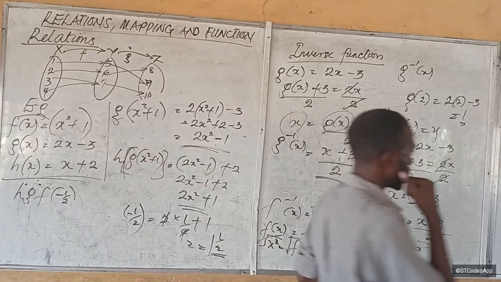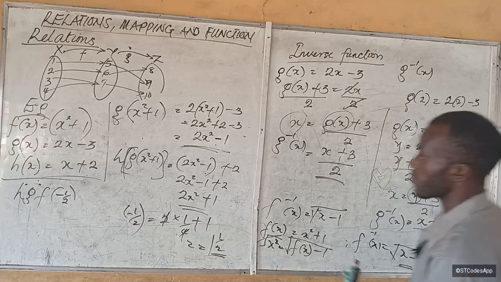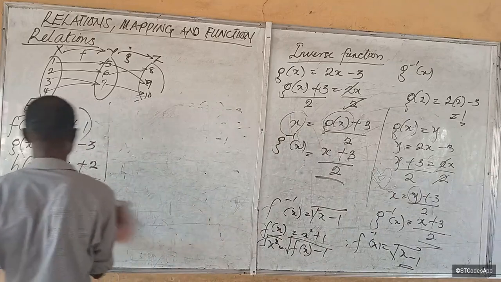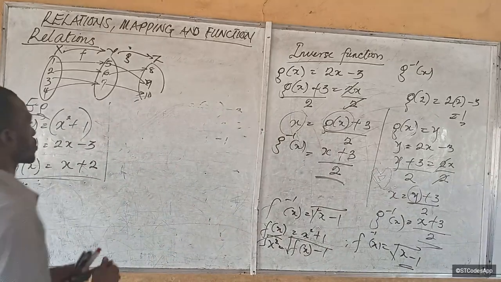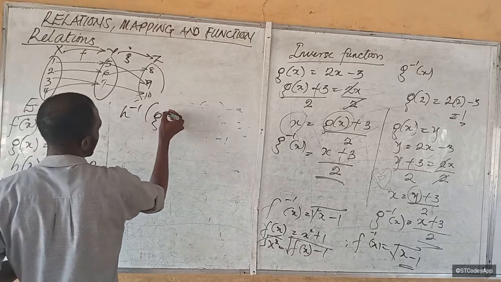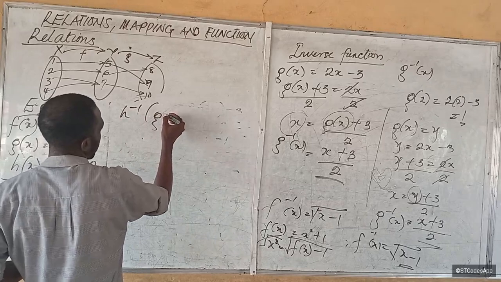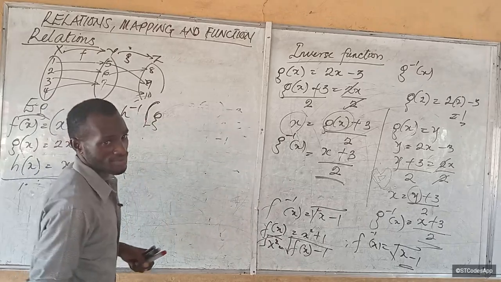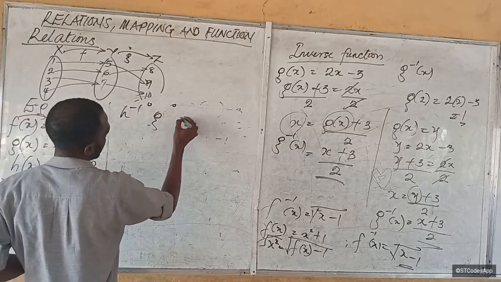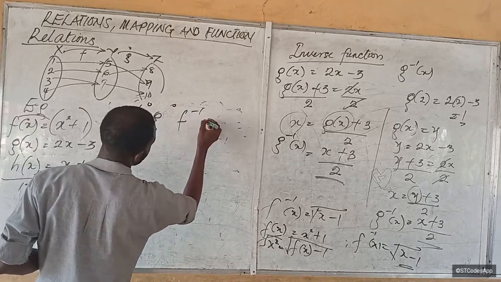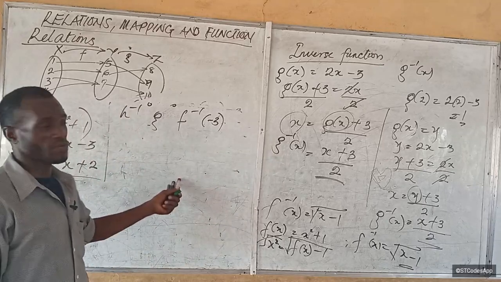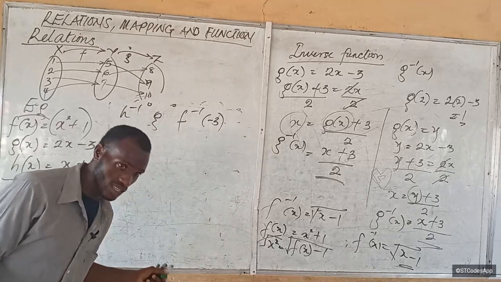Okay. Now, using our former examples, what if you are now asked to find something like this? H inverse of G of F inverse of minus 3. What if we are told to find something like this? It's very simple, isn't it?